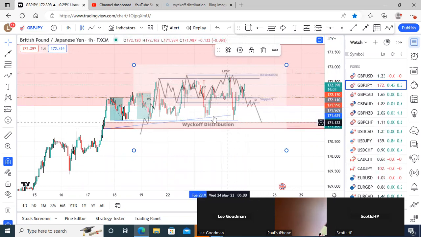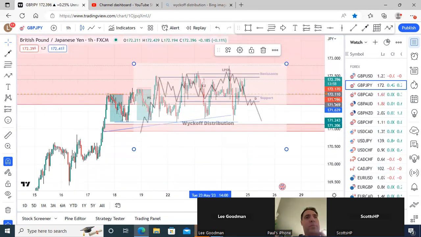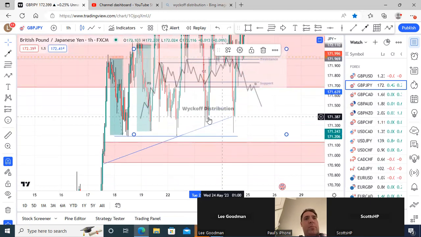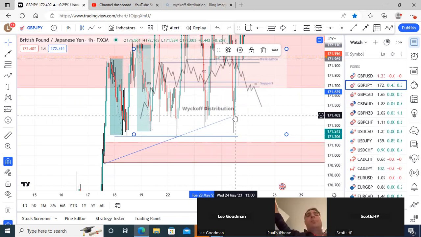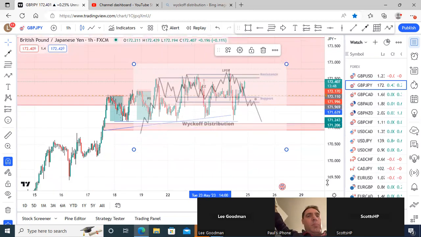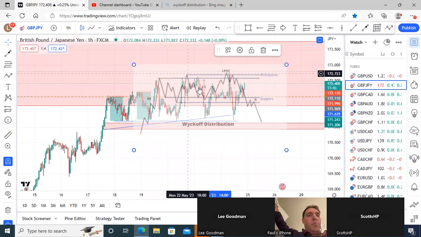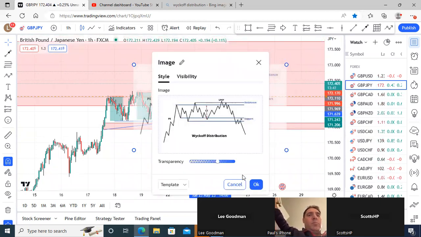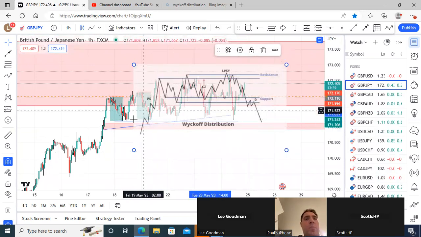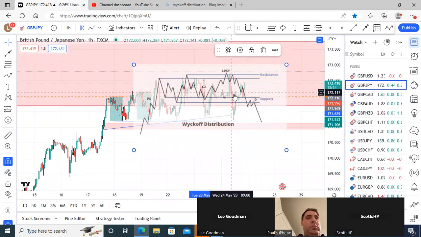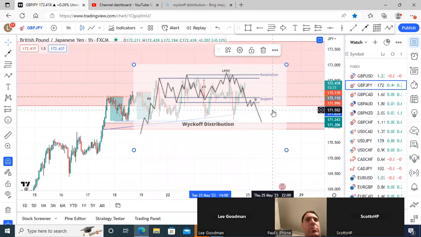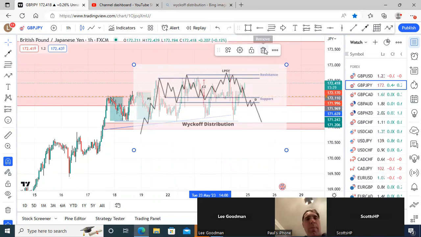It has technically broken structure below here, I believe, on the 15 anyway. Just below there, and it's just broken here, I believe. But yeah, this Wyckoff photo that you can see here almost follows price. So maybe this is distributing. It's something I've been watching for a while.